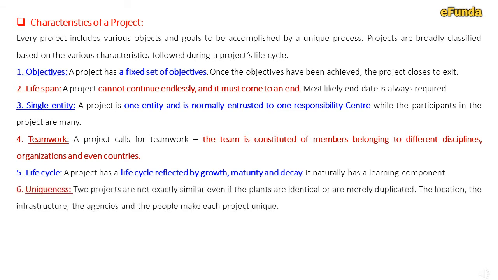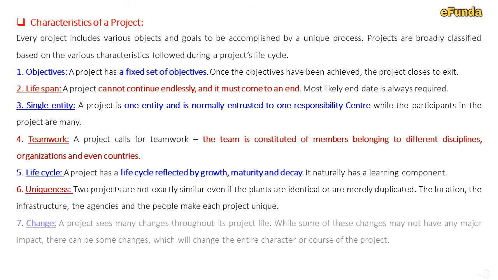Sixth point, uniqueness. Two projects are not exactly similar, even if the plants are identical or are merely duplicated. The location, the infrastructure, the agencies, and the people make each project unique. Seventh point, change. A project sees many changes throughout its life cycle. While some of these changes may not have any major impact, there can be some changes which will change the entire character or course of the project.